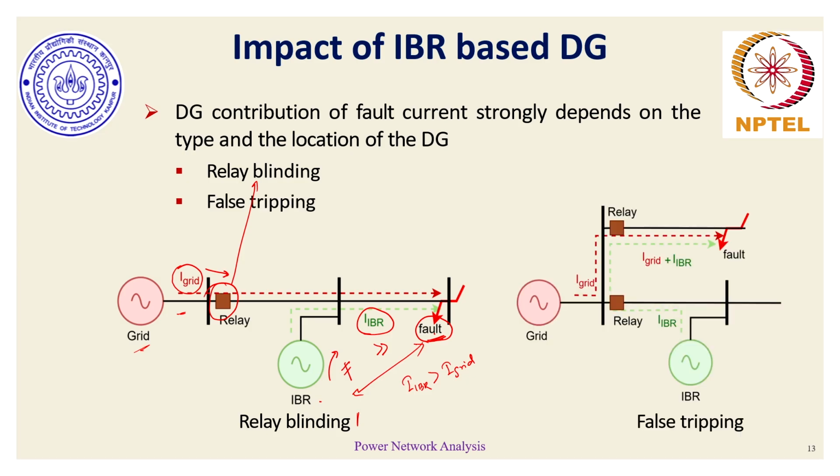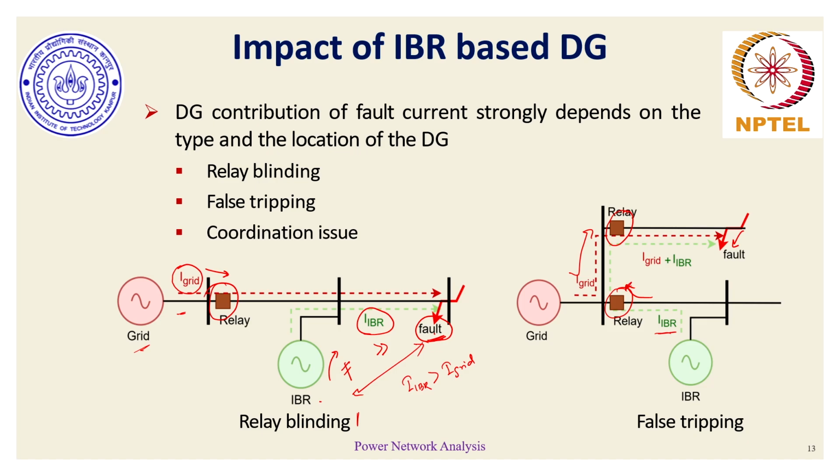The other aspect which may happen is false tripping, where a fault has occurred over this particular section of the network. The grid is also contributing to the fault. The inverter is also contributing to the fault. So ideally, the relay that should clear the unhealthy part is the relay marked and enclosed here. The relay near the inverter-based resource should not operate because the fault has not occurred in its own section. But because of current contribution from the inverter, that relay may also operate.